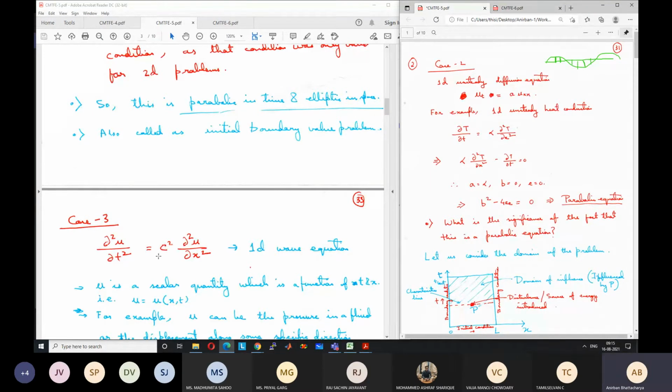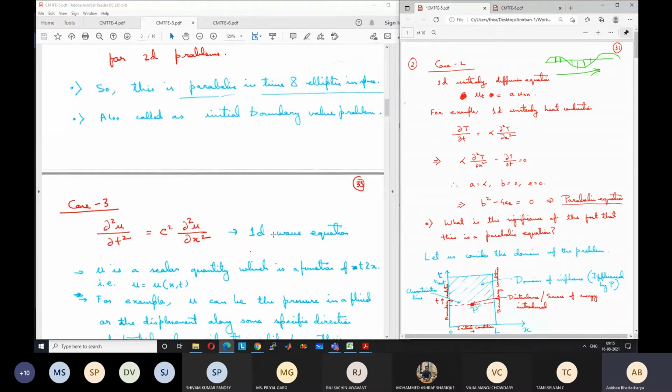In this 1D wave equation, what is c? Wave speed. It is the speed of the wave, how fast the wave is propagating. So t is the time, x is the x direction, and U is the displacement or pressure fluctuation or any other variable which denotes the wave. C is the speed of the wave.